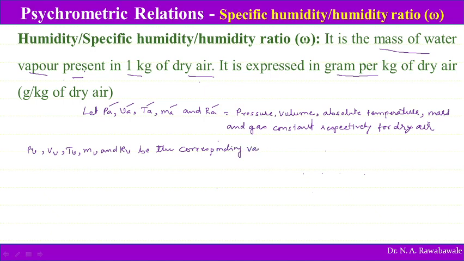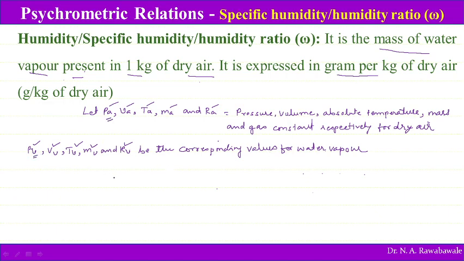for water vapor. That is nothing but pressure of water vapor, then volume of water vapor, absolute temperature of water vapor, mass of water vapor, and gas constant of water vapor. So PV is nothing but partial pressure of water vapor, PA is partial pressure of air, we can say.